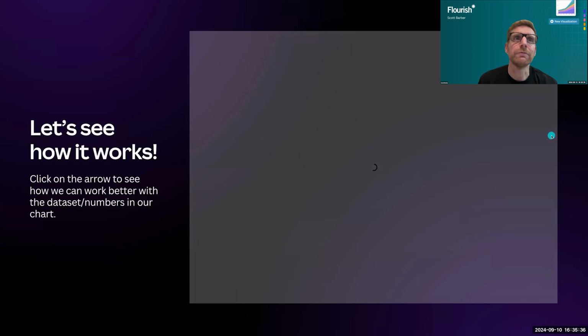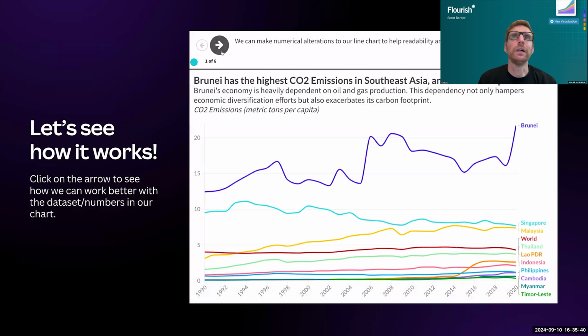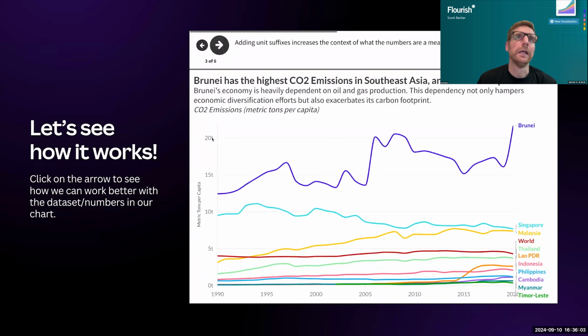Okay, let's have a look at some examples. So we're back on our Brunei chart again. Can we make a few changes here to make this more readable? First of all, we're going to put some axes notes on, so it's very clear what these numbers represent. And we've also tidied up along the bottom here these years. We had quite a few more years along the bottom there. What we might also want to do is put the unit there. So this is in tons.